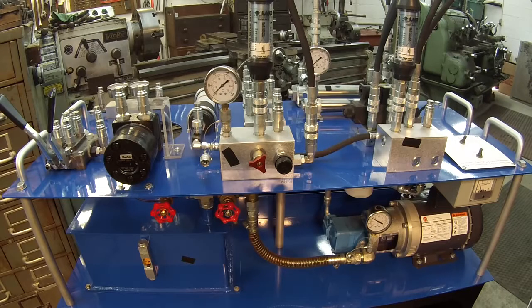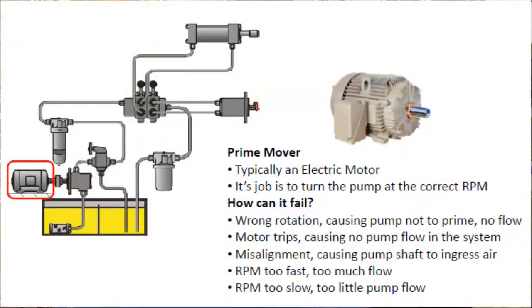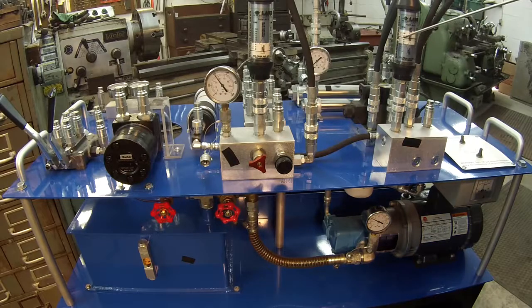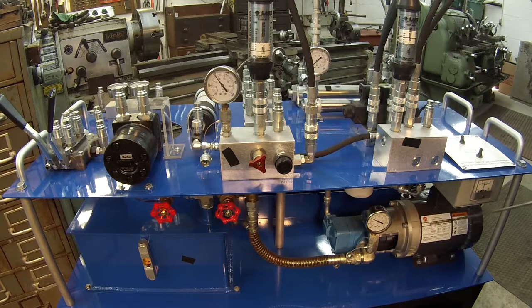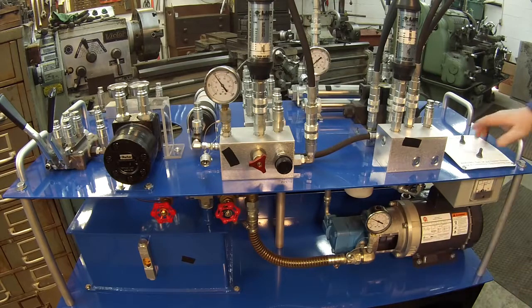Next thing we want to talk about is your prime mover, which is your electric motor right here. Your electric motor's job is to turn your pump at the right RPM to make sure you get the right amount of discharge gallons per minute through this flow meter. You see I've got 1.8 gallons per minute. That's because my motor is turning at 1800 RPM and it's turning my pump at 1800 RPM, and the displacement inside this pump is the right amount where I'll get 1.8 gallons per minute through this flow meter right here. So that's a prime mover's job, to make sure the pump turns.